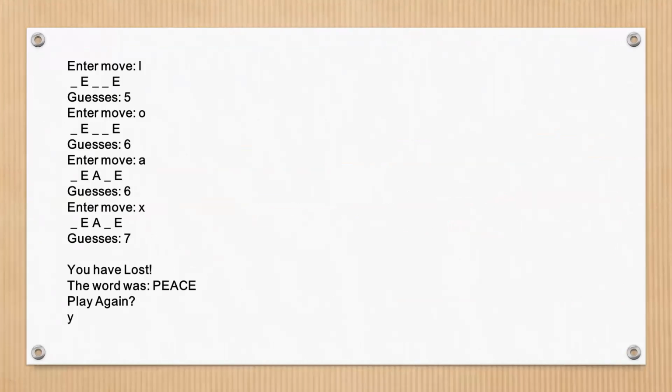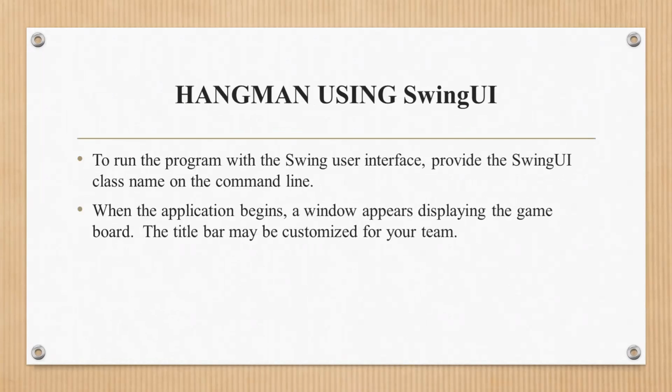Like that, the user guesses will go on increasing. Finally, if the user is not able to guess all the letters in the particular word, then the user will lose. In this example, the word is peace. The user could not tell the P and C letters. That's why he or she has lost the game. If they want to play again, they need to enter the key Y. It means yes, and they will restart the game.